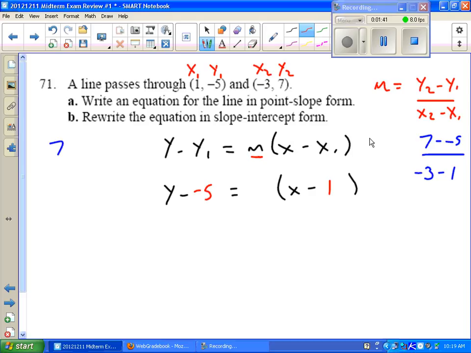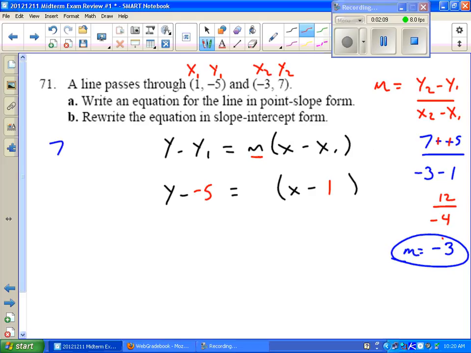So 7 minus a negative would be 7 plus 5, which is 12. Over -3 minus 1. Both of those have the same sign, so add them up. 3 plus 1 is 4, and they're both negative, so keep it negative. So 12 over -4 means 12 divided by -4. Positive divided by a negative is going to be a negative, and 12 divided by 4 is 3. So your m value is -3. So that's what we were missing in our point slope form, our m value.